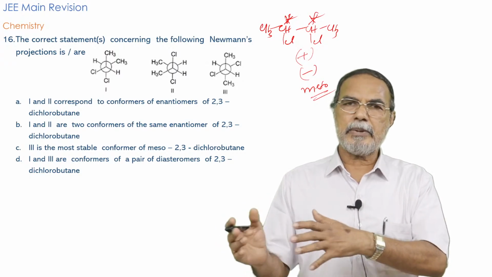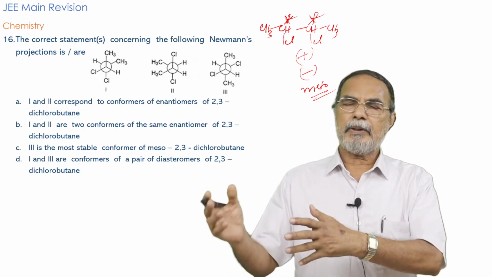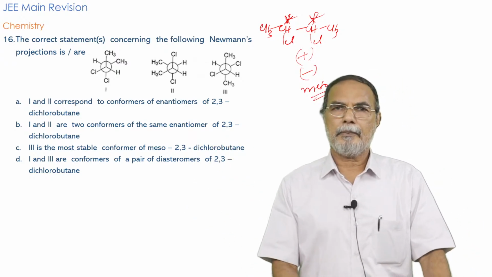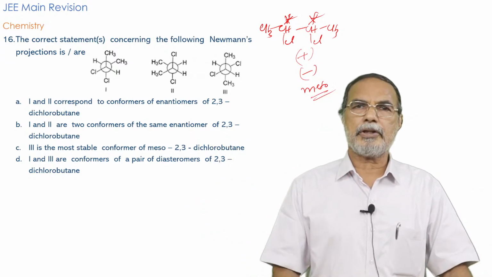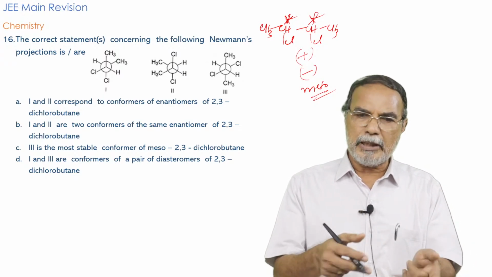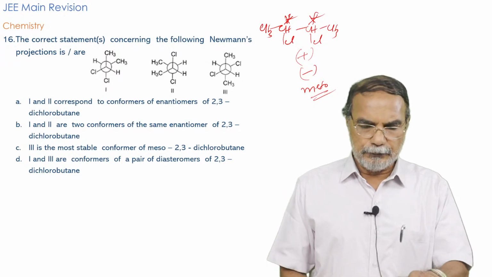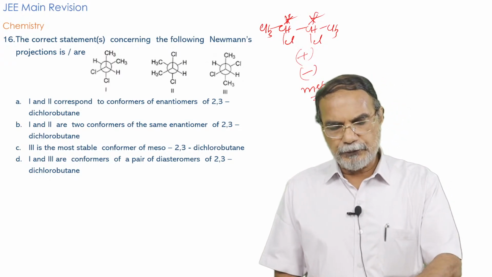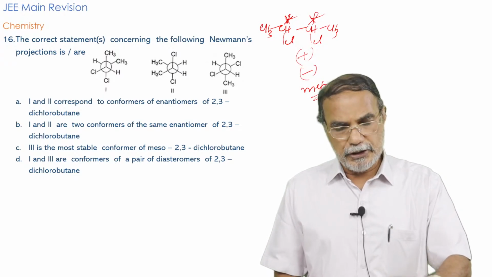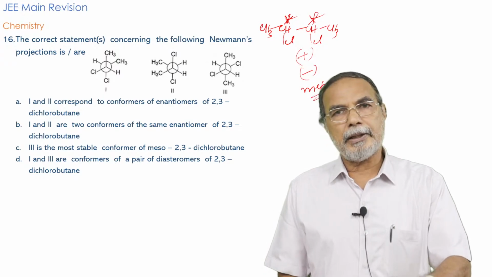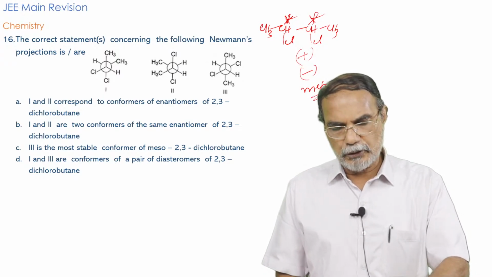Plus, minus and meso, or it may be R, S and meso, or S, R and meso, and so on. Anyway, there are only 3 stereoisomers. Those 3 isomers are represented in terms of Newman's projections like this, and you find that structure 1 and structure 2, these 2 configurations, are enantiomeric configurations. So 1 and 2 are enantiomers.